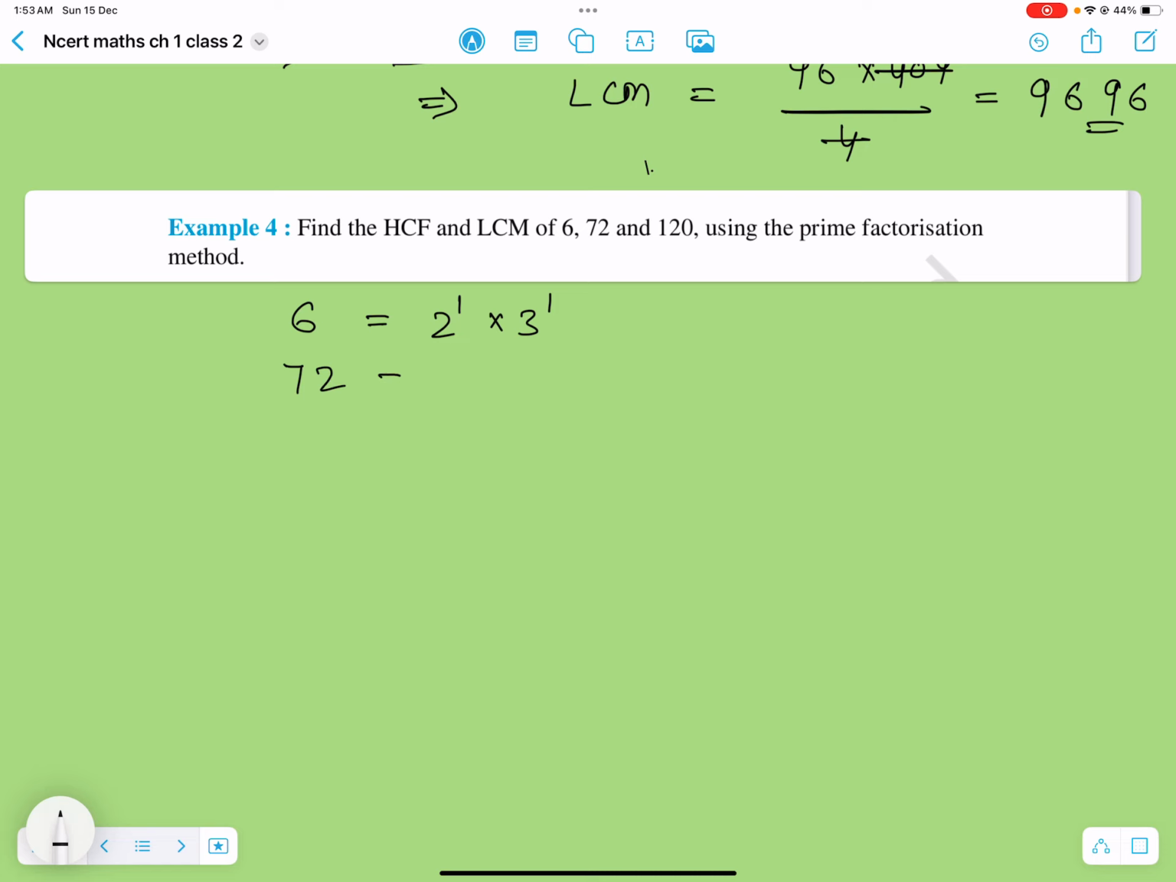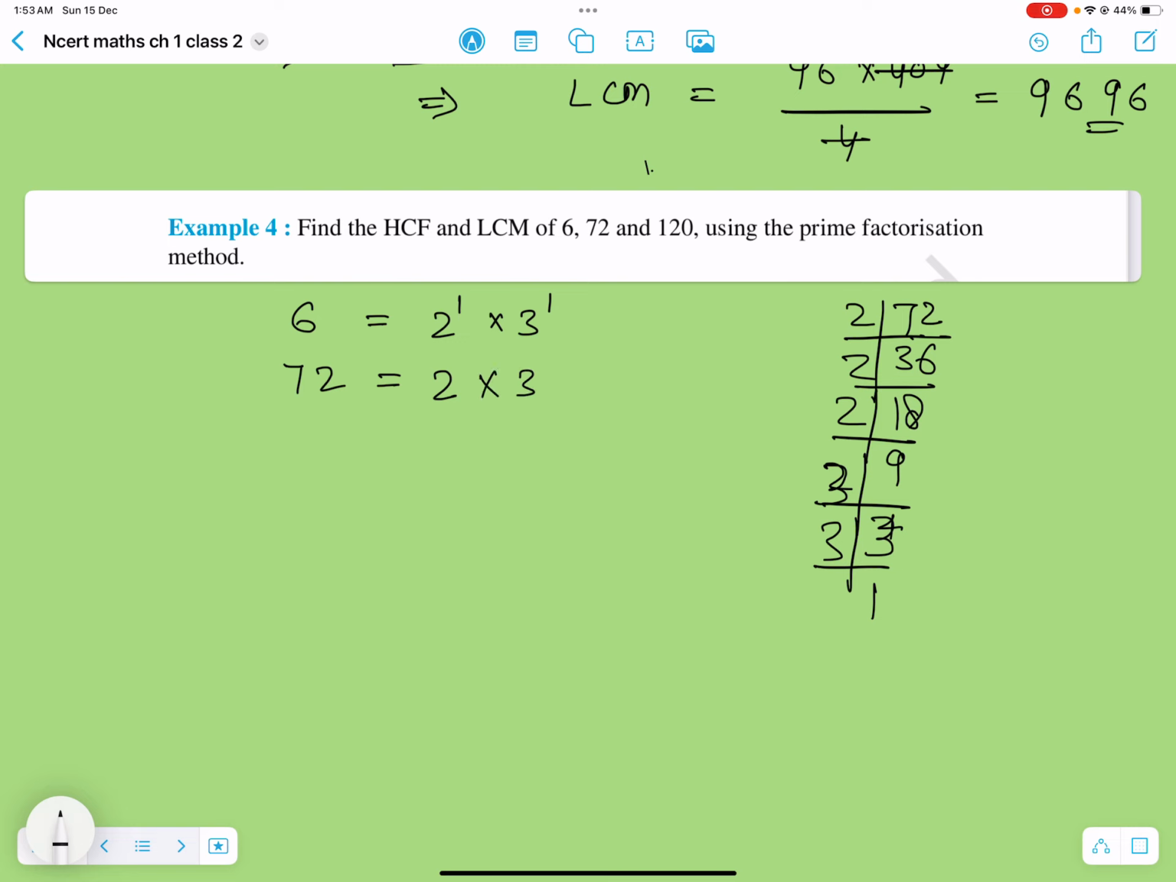The next number is 72. So for 72, do you want me to go with the basics, or I can just write it down because it's already in your books? Let's do it. 2 threes are 6, 2 sixes are 12, 2 eighteens, 2 nines, 2 fours, right? So this is the mistake. You go 3 threes are 9 and 3 ones are 3. So the prime factors would be 2 and 3, with 2 raised to power 3, and 3 comes twice, so 3 raised to power 2.